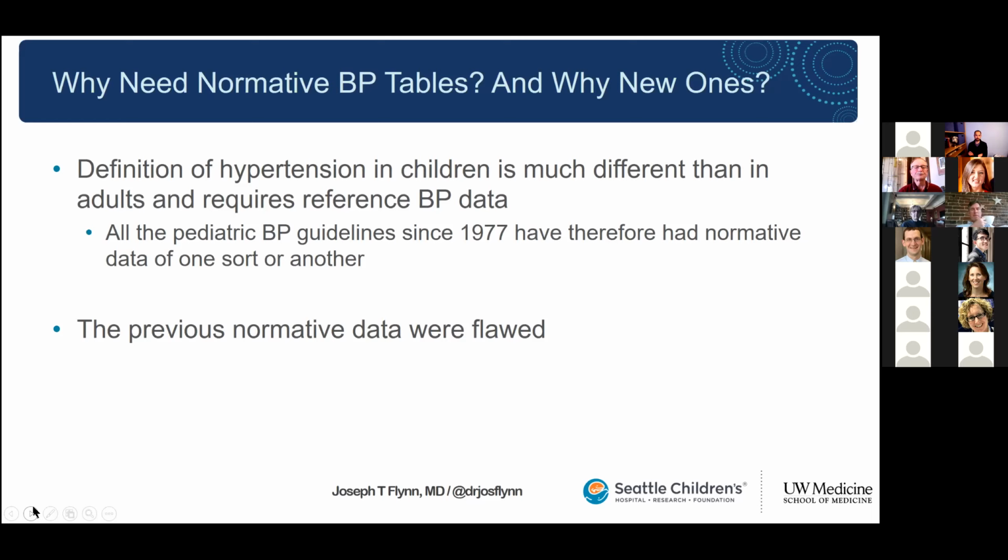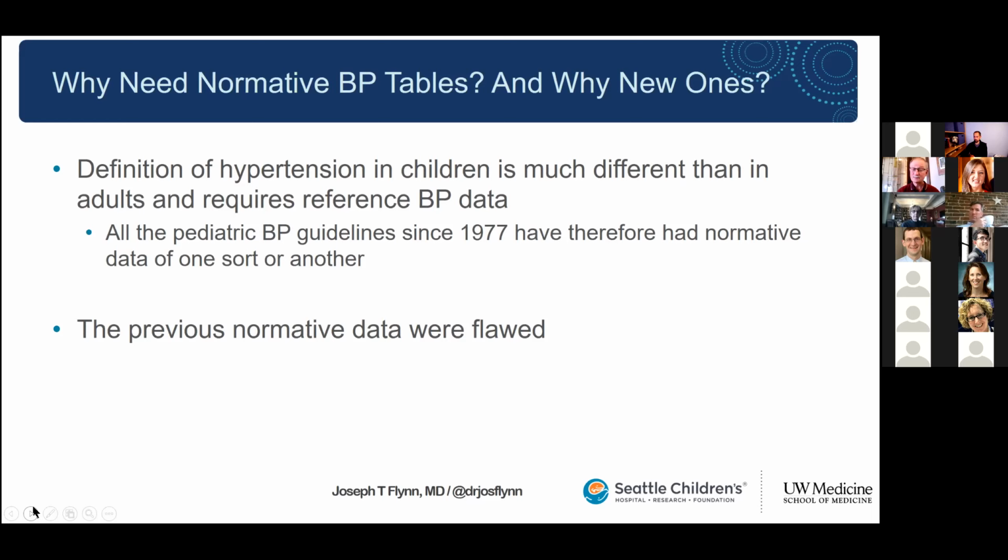So there's two major reasons. First of all is the fundamental difference in how hypertension is defined in pediatrics compared to adult medicine. And the definition, as I'll show you, requires reference blood pressure data. And all of the pediatric blood pressure guidelines since the first report in 1977 have had some sort of normative data. So they've been an important component of each guideline.